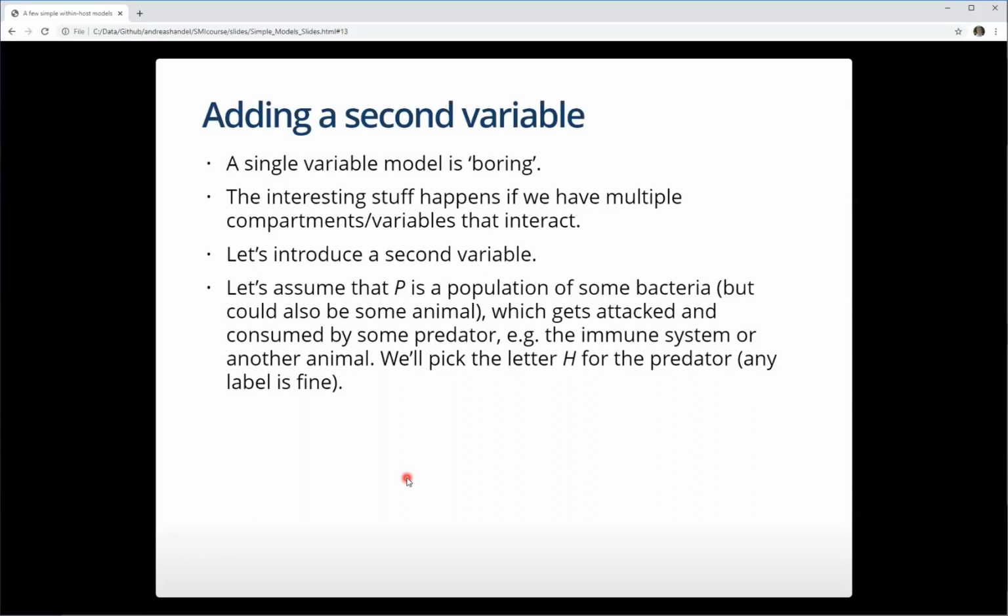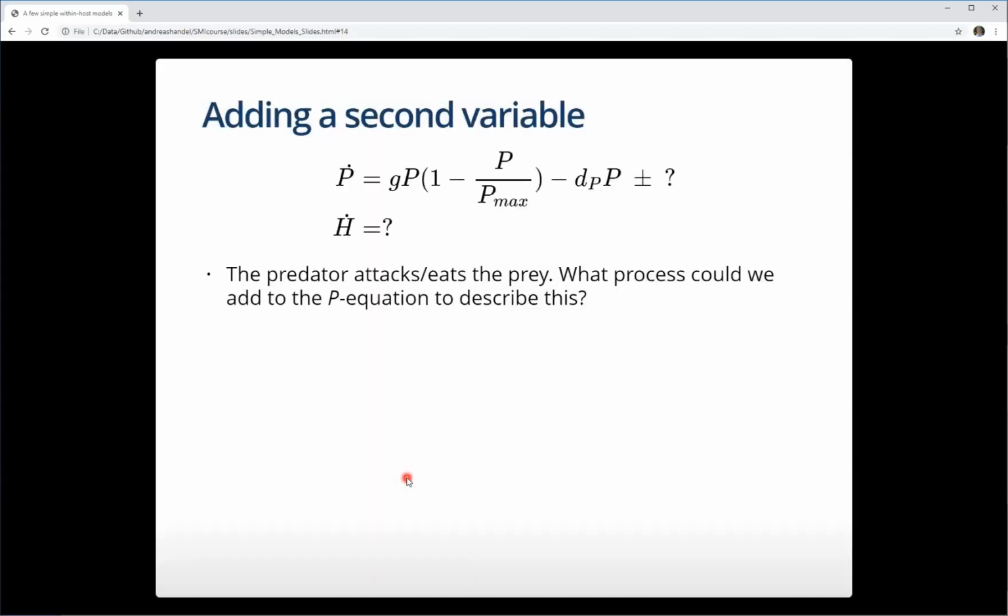Okay, let's move on. We started with a single variable model, but that's kind of boring. Even with the saturating model, not much is going on. It gets interesting, and that's where these kinds of models really shine and are useful, when you have multiple entities, variables, or compartments that are interacting with each other. So let's put a second variable in there. Let's assume that P is some population, could be bacteria, could be something else, and it's attacked or consumed by some predator. Since I already took the letter P, I can't use it for the predator, so I'm just going to use H, and later we'll rename it.